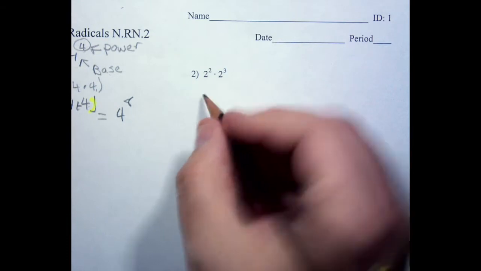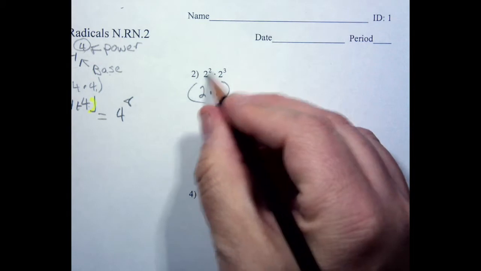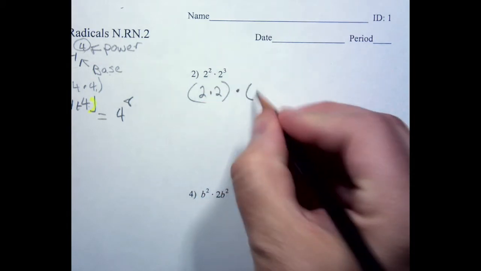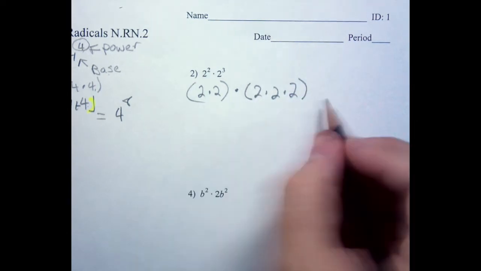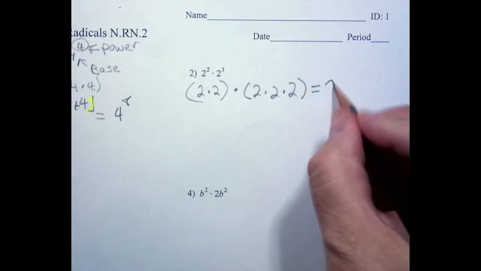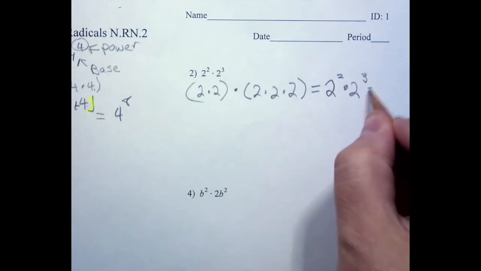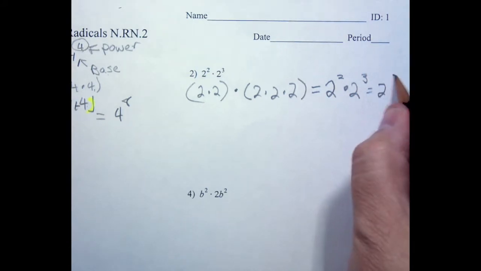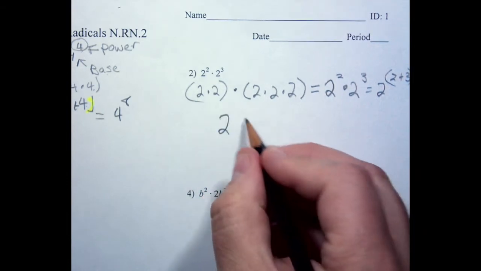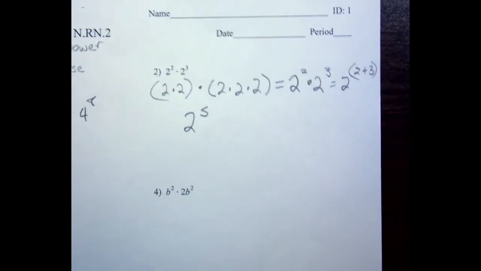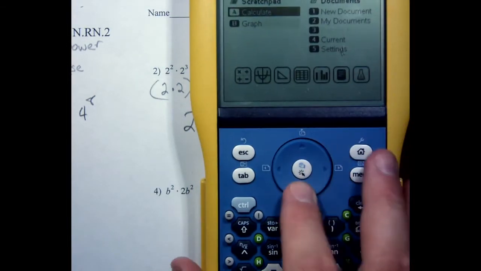So it's more of the same. I'm going to say 2 times 2, right? That's the first one, 2 to the second power, times 2 times 2 times 2, or 2 to the third power. Again, if I count these up, I get 2 to the fifth, or we could say 2 to the second times 2 to the third is equal to 2 to the 2 plus 3, which is actually 2 to the fifth.